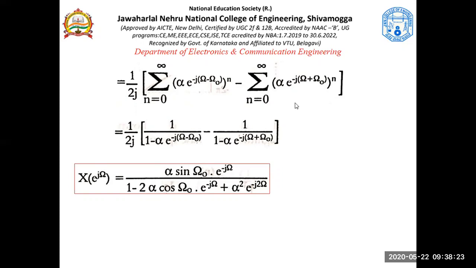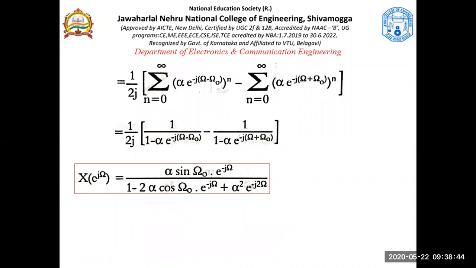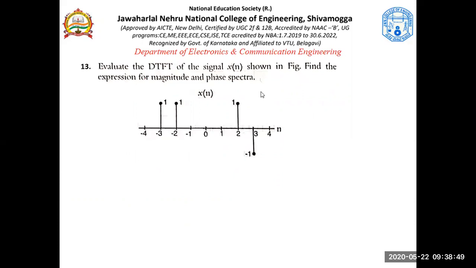These are all quite simple problems. They may grow in length, but they're not difficult to deal with. They're all very similar problems. So you should not have any problems dealing with these signals when they ask you to find out the DTFT. Fine. So let's have this problem now.